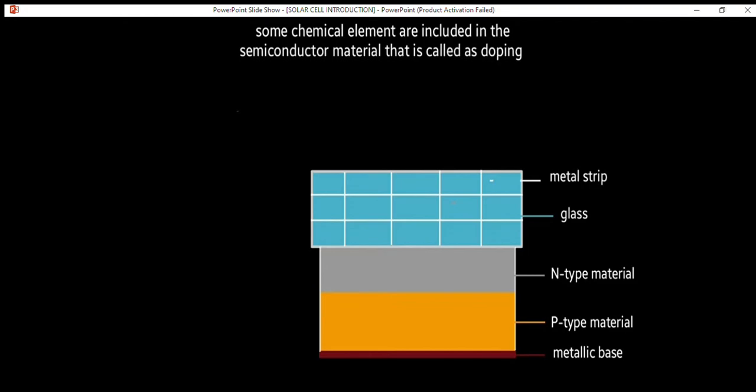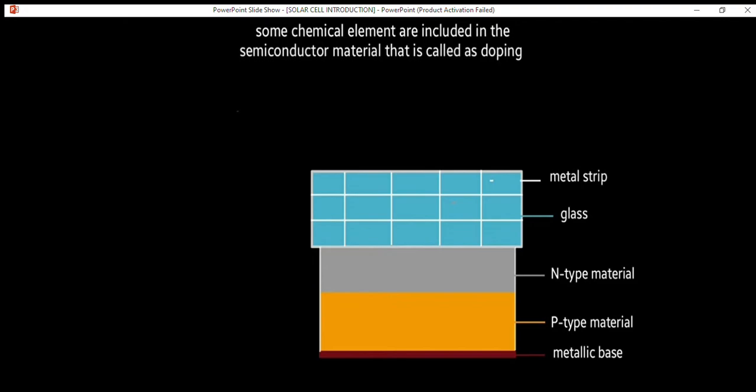The most lower portion is covered by metallic sheet, which is substrate base, and on top there is also a metallic strip which act as electrodes.